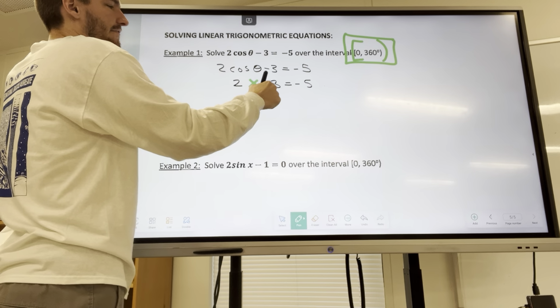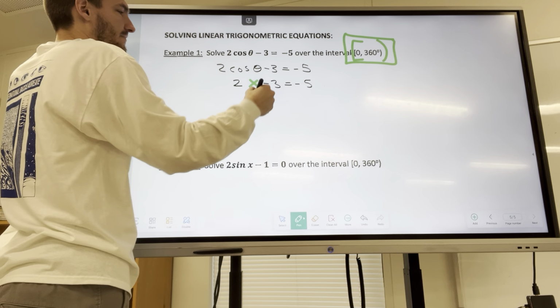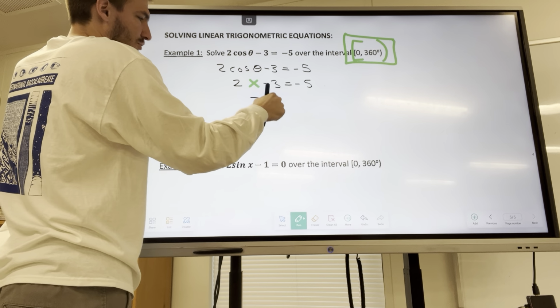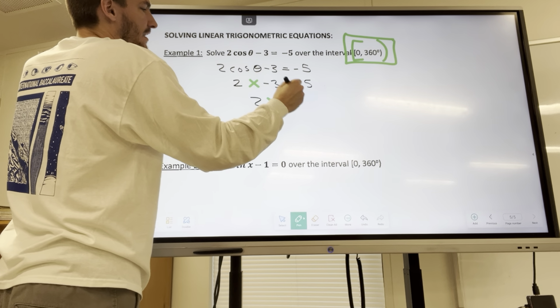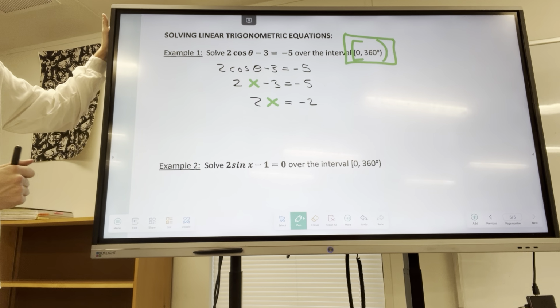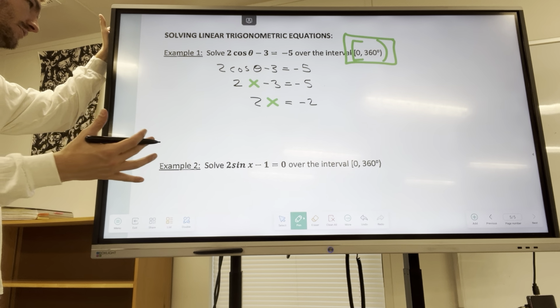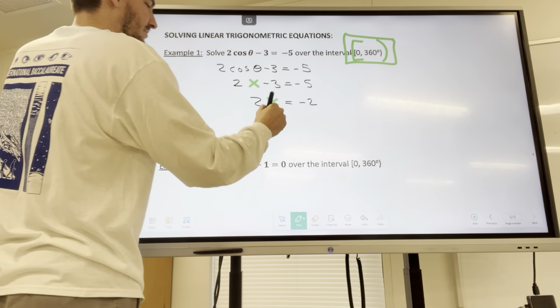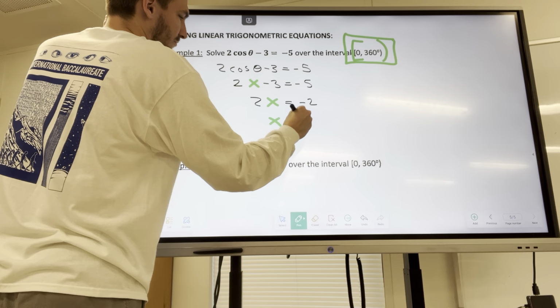So -3, what do we do with this -3? Add it to the other side. 2x equals, when we add 3, we get -2. All right, what do we do next? Divide by 2. X equals -1.